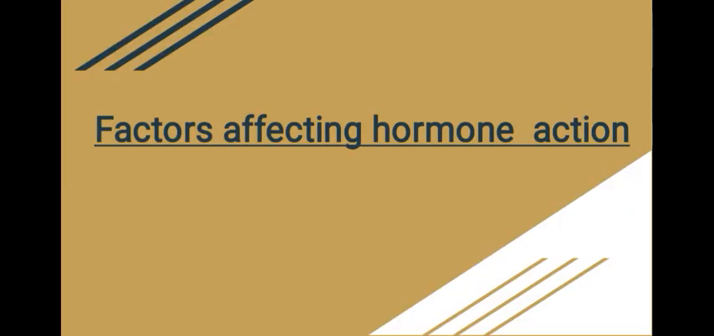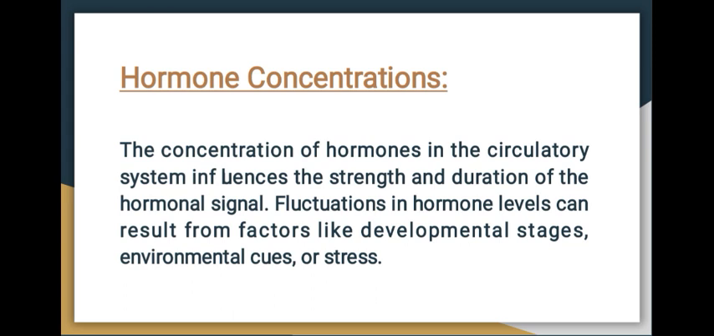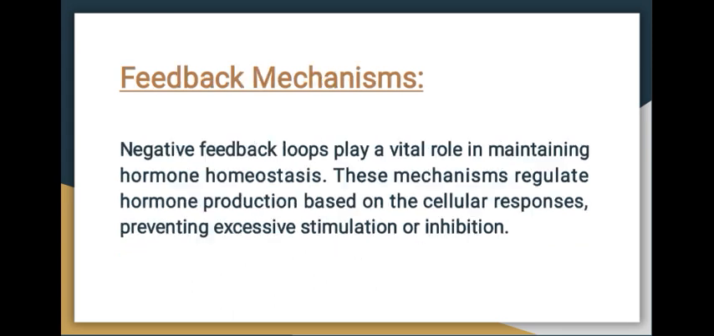Now let's learn factors affecting hormone action. Hormone concentrations. The concentration of hormones in the circulatory system influences the strength and duration of the hormonal signal. Fluctuations in hormone levels can result from factors like developmental stages, environmental cues, or stress. Hormone concentrations are very important. And feedback mechanisms we mentioned. Negative feedback loops play a vital role in maintaining hormone homeostasis. These mechanisms regulate hormone production based on the cellular responses, preventing excessive stimulation or inhibition.